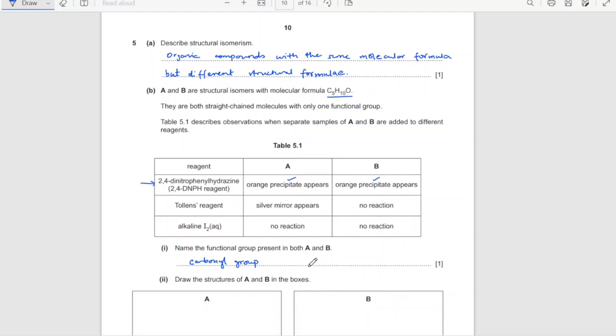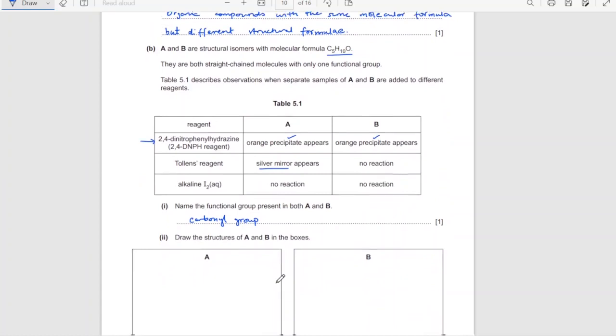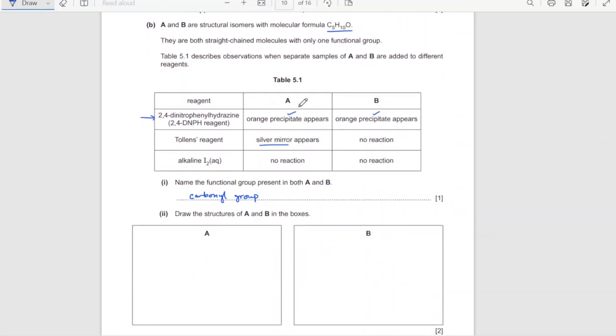Now it says we need to draw the structures of A and B in the boxes. For A, it says that a silver mirror appears with Tollens reagent. So that must mean that A is an aldehyde with 5 carbon atoms. So we will draw it like this. We have CH3, CH2, CH2, CH2, CHO. That's 1, 2, 3, 4, 5 carbon atoms.